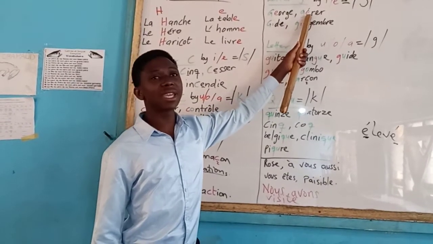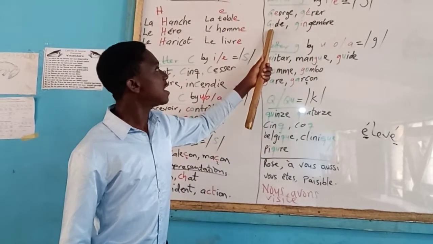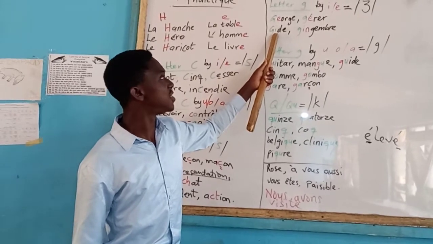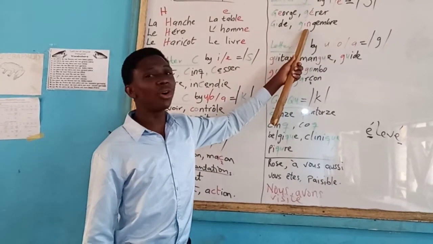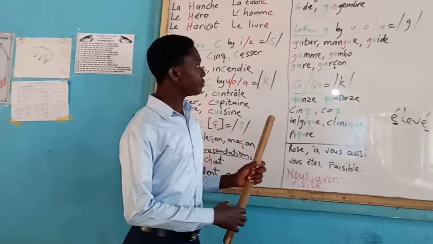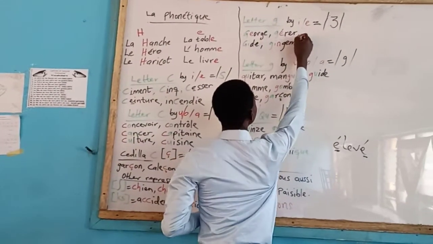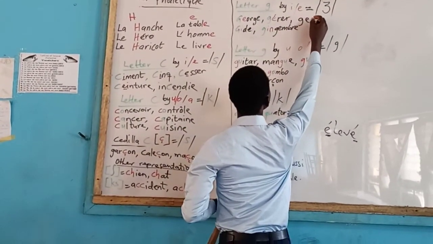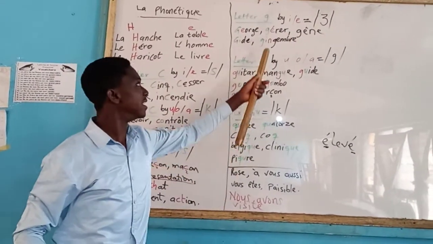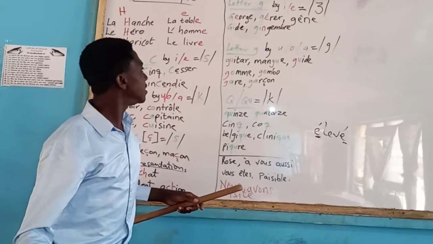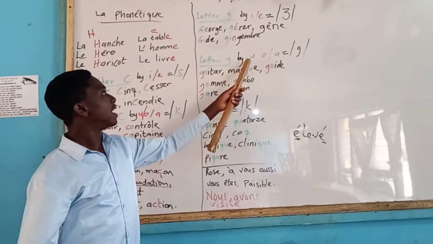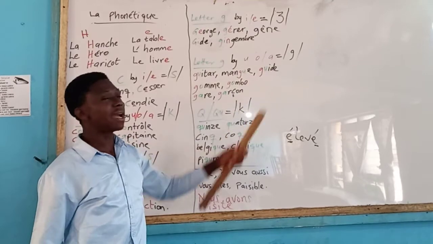Then here we have gérer. Gérer. Now let's see, the G is followed by I. So it is gide. Gide. So here we have gingembre. Gingembre. Now, can you try pronouncing this word for me? Yes. Can you try it? That is all. Gêne. Gêne. Yes.